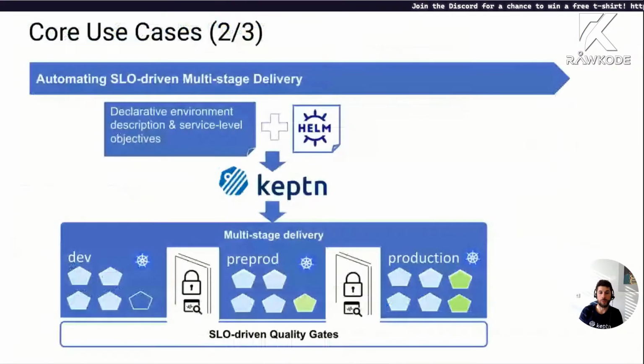Also, what we can do with this SLO file, as I already said, it's the definition for our multi-stage delivery. So with this SLO file and with this shipyard file, we have a multi-stage delivery definition already with a quality gate, and Keptn will execute this quality gate and will trigger it whenever we want to move from one stage to the other stage. And if you want to do a direct deployment or a blue-green deployment, it's just a matter of the configuration in the shipyard file.